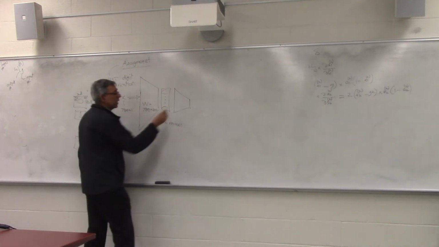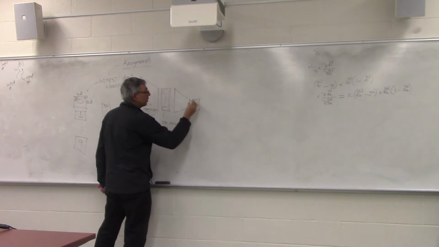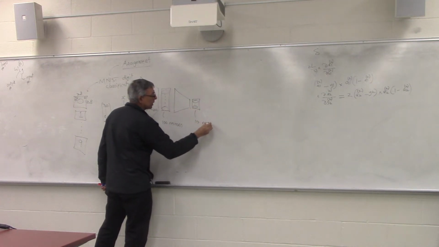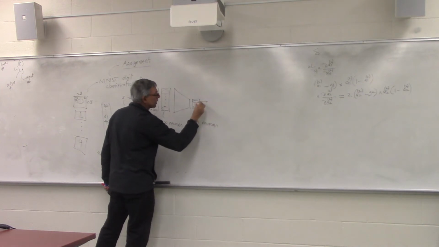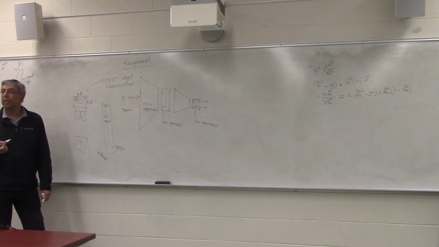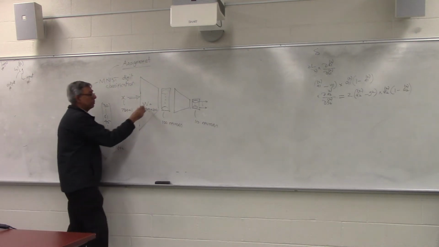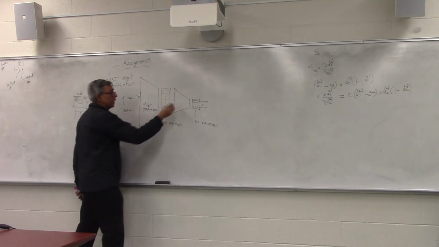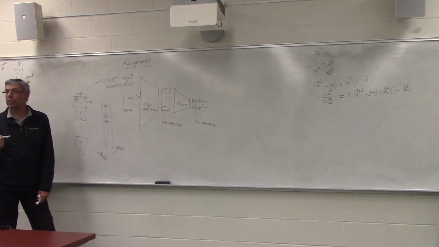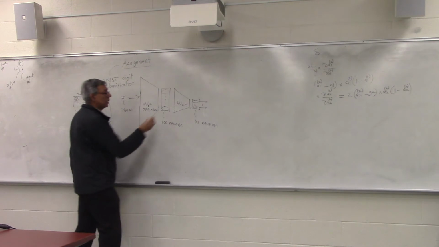Now let's say we go over here. In the very last layer we have 10 neurons. Why 10? Because there are 10 classes, so it has to be 10. If I call this W1 matrix and this W2 matrix, what will be the size of the W2 matrix? 100 by 10.